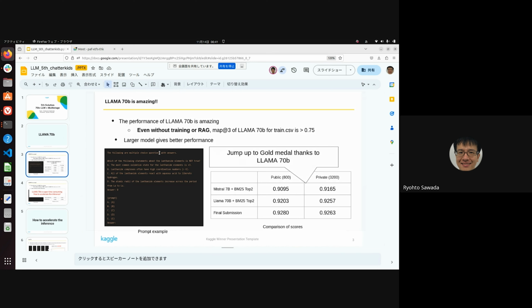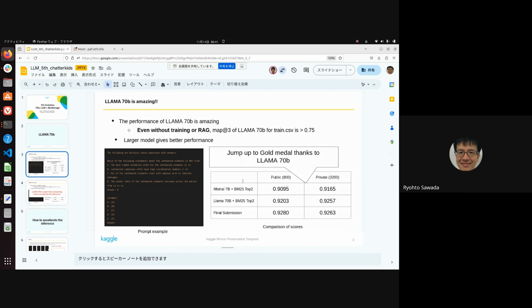The bottom left figure illustrates an example of a prompt to solve questions using an LLM, where the LLM solves the questions by estimating the probability of the word following the question. The size of the LLM is also crucial. The bottom right table highlights the score comparison. That showcases Llama 70 billion's superiority over Mistral 7 billion by 1%. That elevates us from silver medal to gold medal.